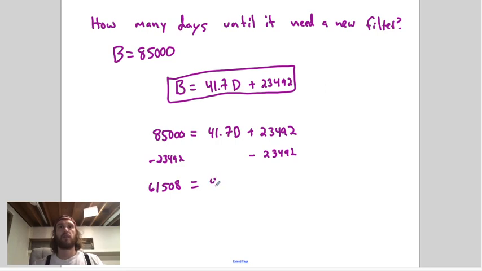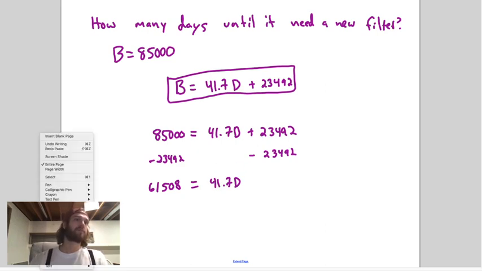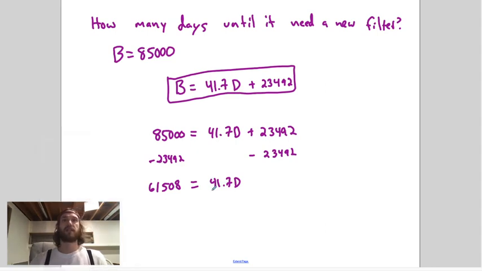Great. Okay, so what this number means, 61,508, is that after September 5th, this machine needs to process another 61,508 bottles of water, or the equivalent of that amount of water, before it needs its filter replaced, because it's already done 23,000. And we know that it's processing 41.7 per day.